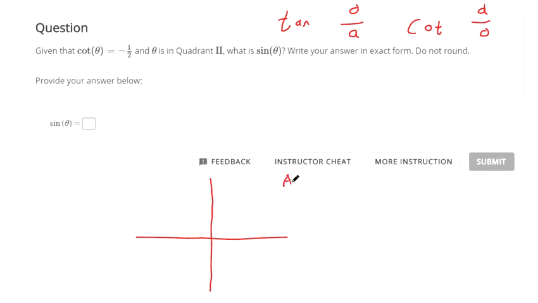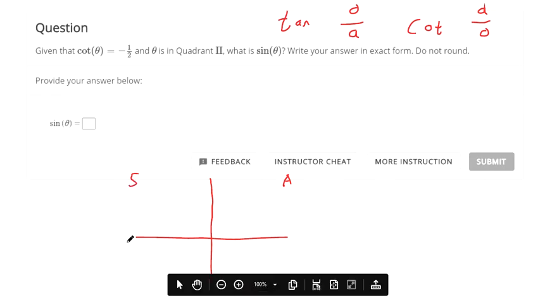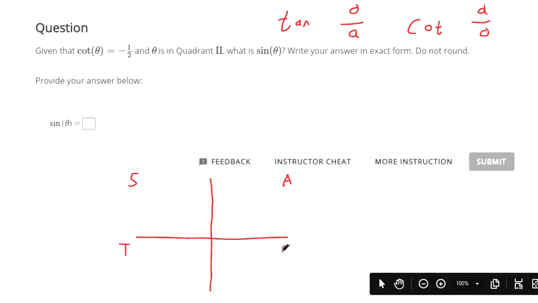All trigonometric ratios drawn in the first quadrant are positive. Just sine is positive. Sine and its reciprocal cosecant are positive in the second quadrant. Tangent and its reciprocal cotangent are positive in the third quadrant, and then cosine and its reciprocal are positive in the fourth quadrant. So we're told that cotangent's negative.